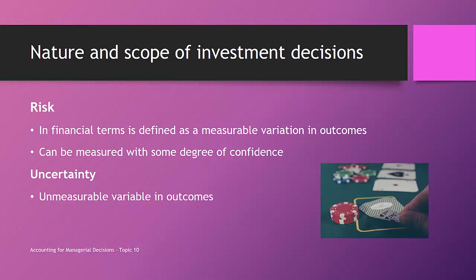Uncertainty is this unmeasurable variable in outcomes. Now again, for the purposes of this particular topic, we're going to just hold these ideas as they are, but just be aware that these things are a little bit more fluid than what we're talking about here.